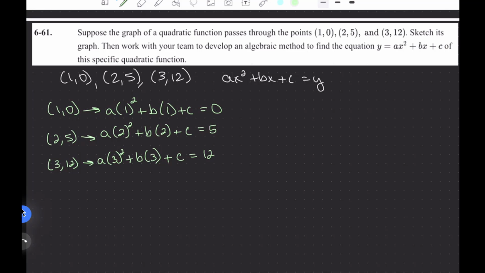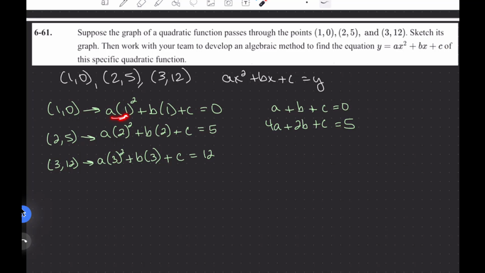So I'm just going to clean up our little equations. Our first one, we're going to get what? A plus B plus C equals 0. Our second one, 2 squared, so 4A plus 2B plus C equals 5. Back on the first equation, where did the squared go? What's 1 squared?